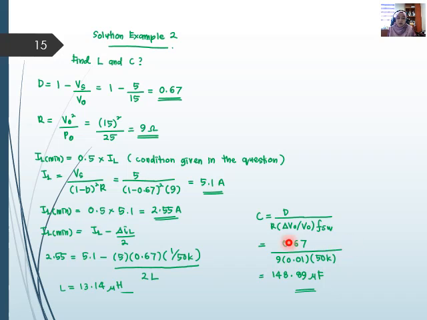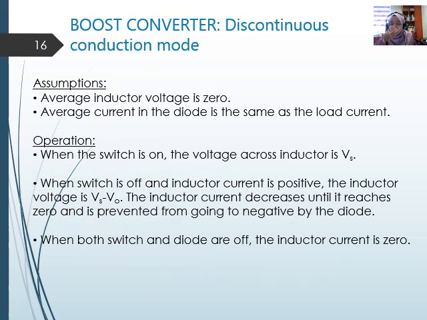Okay, so how about the capacitor? The capacitor has a very straightforward equation to find its value in a boost converter. So C will be equal to, just substitute all the values, you will get 148.89 microfarad. Right. Okay, this is the boost converter in DCM, discontinuous conduction mode.